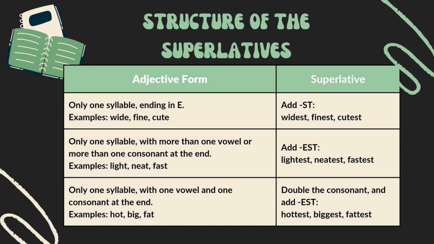Structure of the superlatives. In the structure of superlatives, as in comparatives, some rules must be followed to form regular superlatives. For adjectives that have a single syllable ending in E, add est. For adjectives that have a single syllable with more than one vowel or more than one consonant at the end, add est. For adjectives that have a single syllable with a vowel and consonant at the end, double the consonant and add est.